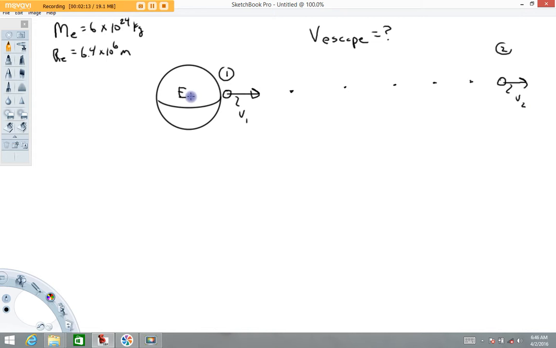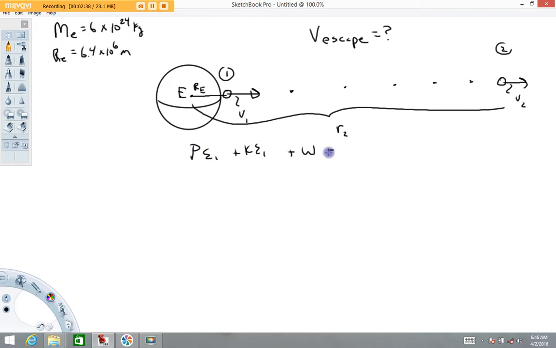Now, distances. Back to picture 1. From the center of the Earth to this object, there's a distance, and that's equal to the radius of the Earth. Then we've got the distance from the center of the Earth to position 2. I'm going to call that R2. And now I'm just going to go ahead and write out the work energy theorem. PE1 plus KE1 plus work equals PE2 plus KE2.